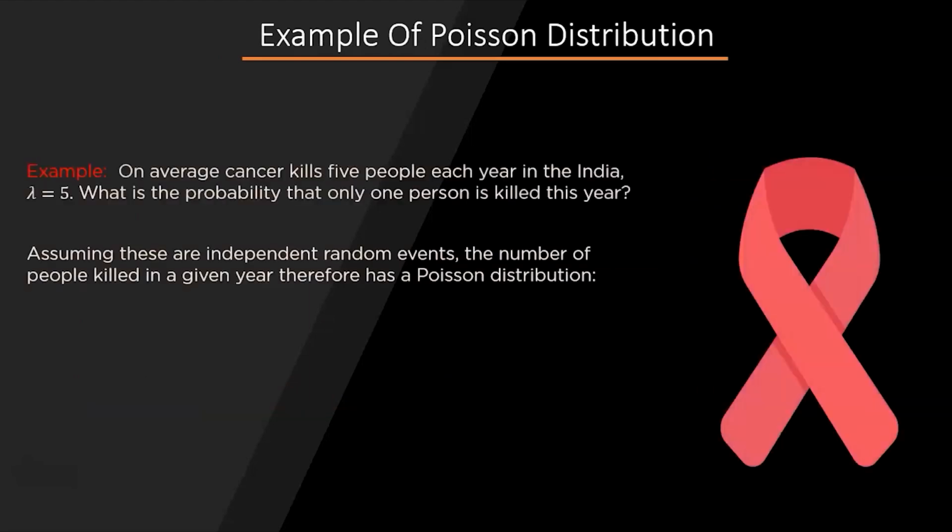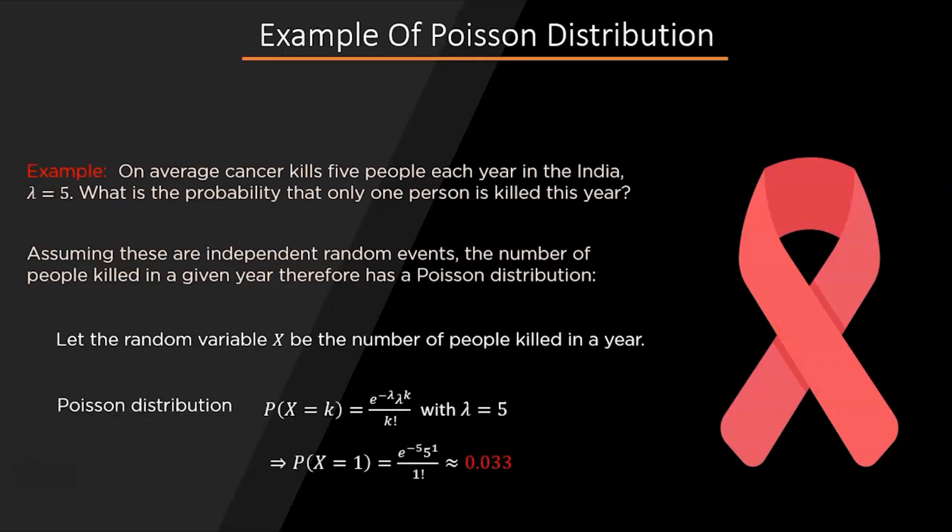Let's discuss one example to see how you can calculate the Poisson distribution. Suppose on an average, cancer kills 5 people each year in India. What is the probability that one person is killed this year? We'll assume all these events are independent random events. So, by the formula, we have x is equal to 1 because we have to calculate the probability of one person that is killed this year.